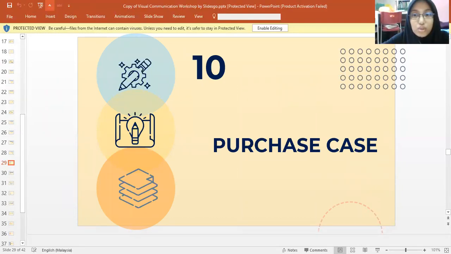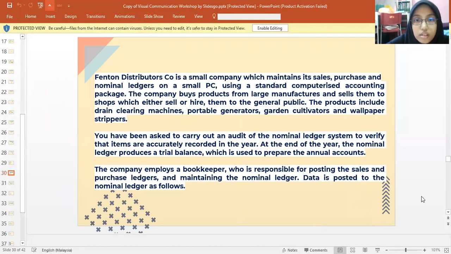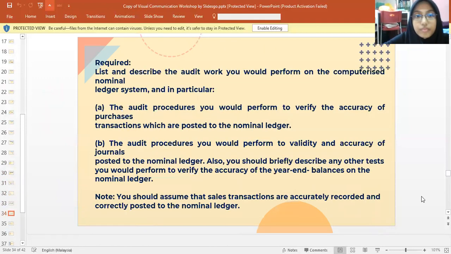Next, proceed to the purchase case. The purchase case is based on the questions of group 6. First, require, list and describe the audit work you would perform on the computer nominal ledger system, and in particular the audit procedures you would perform to verify the accuracy of purchase transactions which are posted to the nominal ledger.